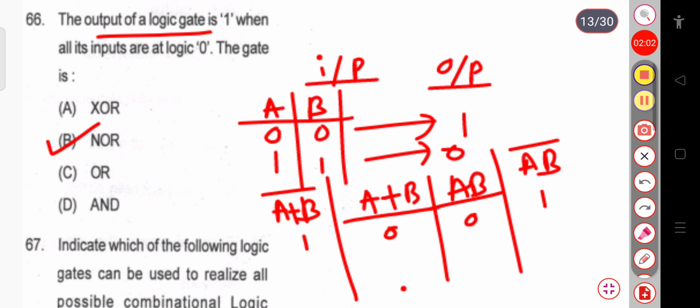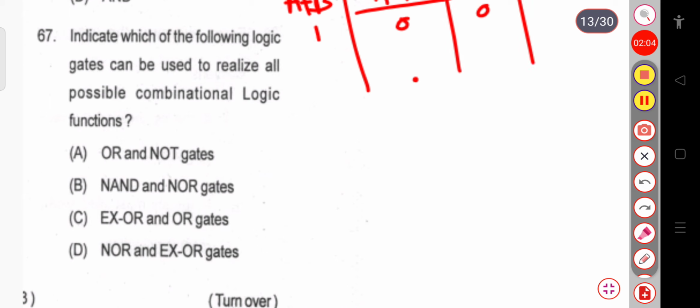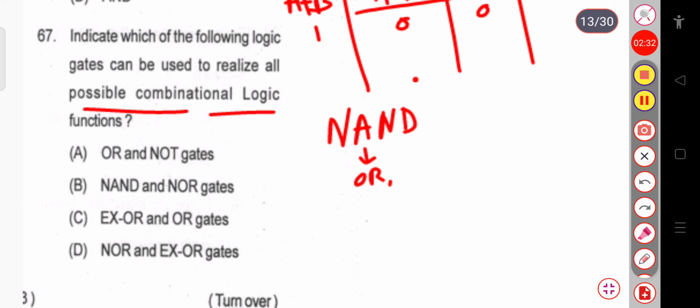Now let us see the next question. Indicate which of the following logic gates can be used to realize all the possible combinational logic functions. The question is asking which gate you can use to form any combination. By using the NAND gate you can form an OR gate, AND gate, NOT gate, XOR gate, XNOR gate, etc.